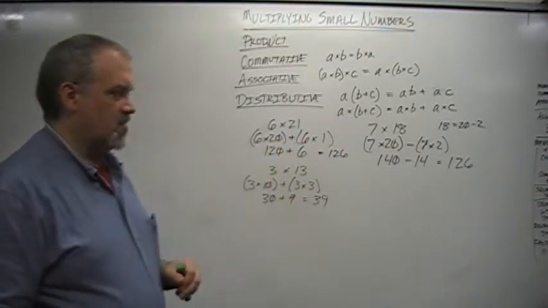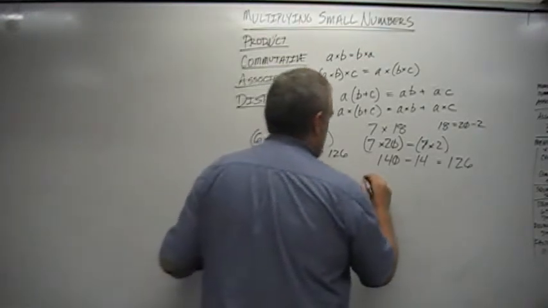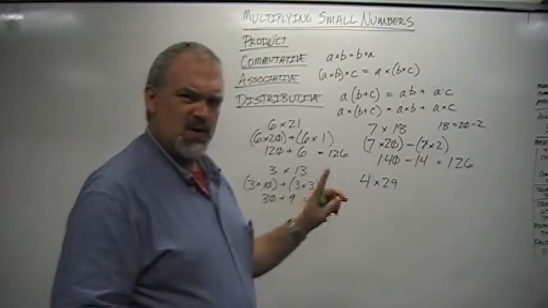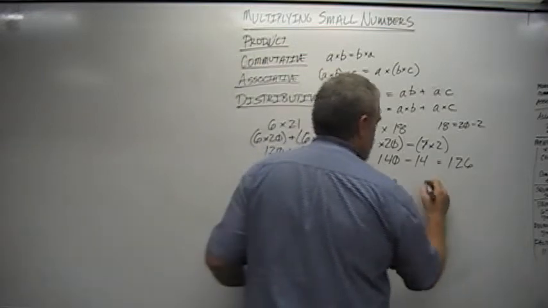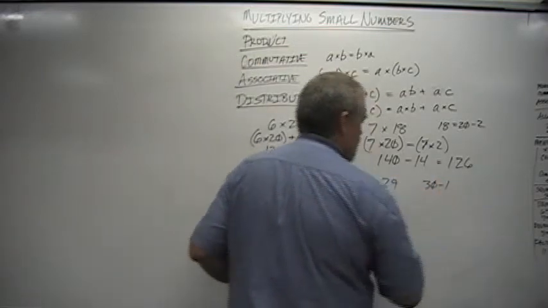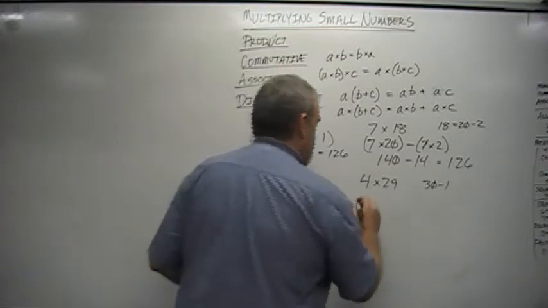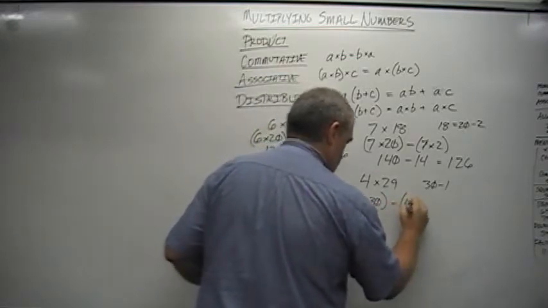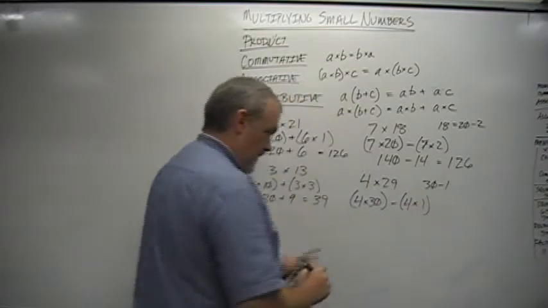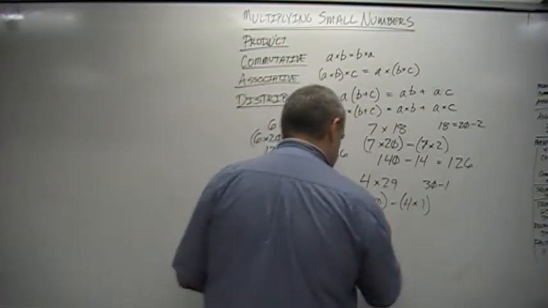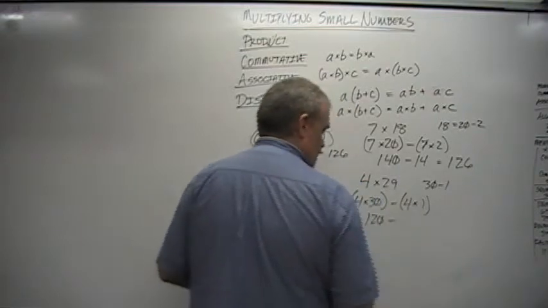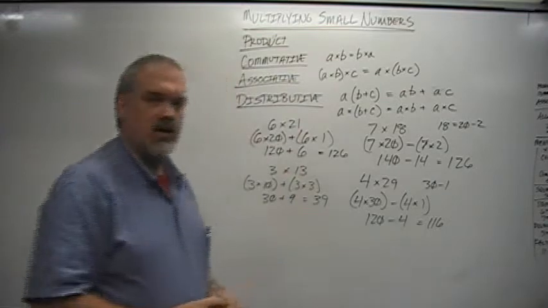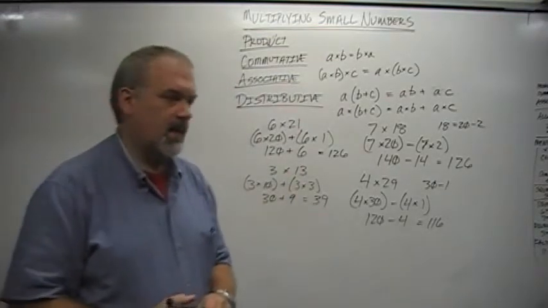Again, I'll give you a subtraction example. Let's try 4 times 29. Well, 29 is sort of a hard number, but we could say 30 minus 1 is 29. So we're going to do 4 times 30 minus 4 times 1. 4 times 30, 120. Minus 4 times 1 is 4. And we get our answer, 116. Okay?